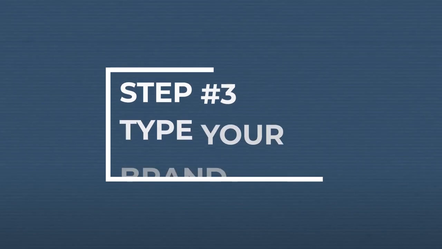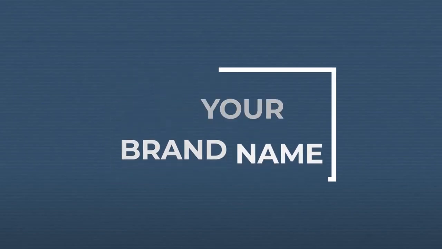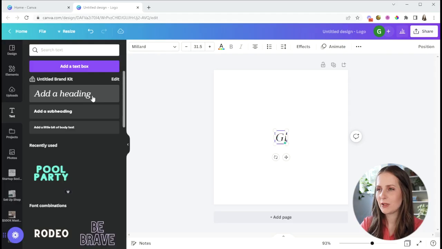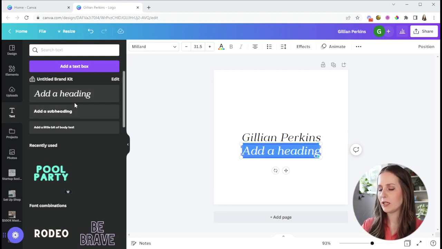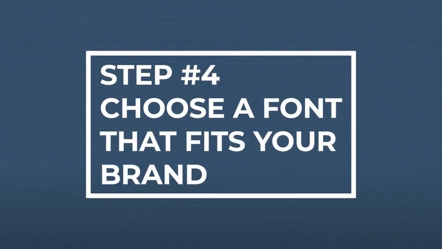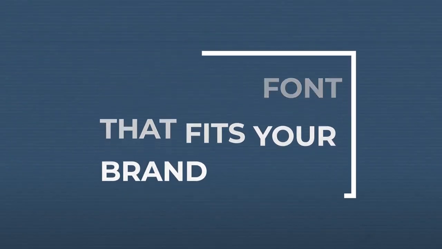For step number 3, type your brand name into the canvas. So for this example, I am going to pretend that I'm a photographer and have this be Gillian Perkins Photography, but I'm going to type that as 2 separate pieces so that I can work with it a little bit more easily. Step 4 is to choose a font that fits the feeling you want your brand to convey.